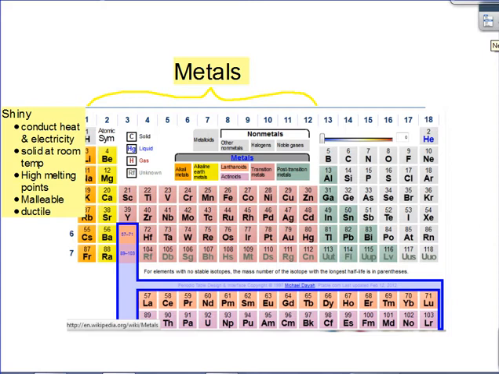Now, the other major group that you can find on the periodic table are our metals. Now, metals are shiny. They conduct heat and electricity. They are solid at room temperature. They have a high melting point. They are malleable, which means that you can bend them and shape them. And they are ductile, which means that you can turn them into wires. Notice that hydrogen is located in Group 1 right here on the periodic table, but it is not a metal. It is actually a nonmetal. Just a little bit of a heads up on that.